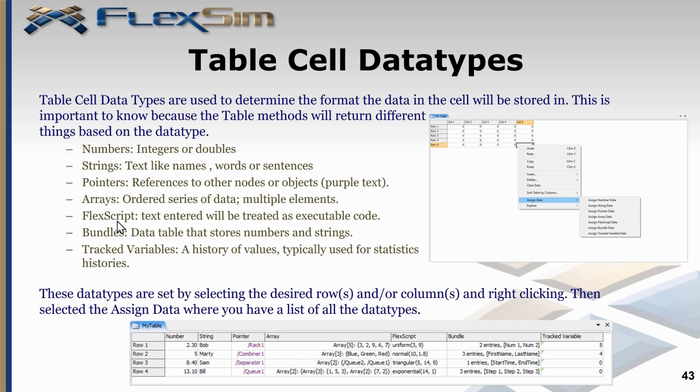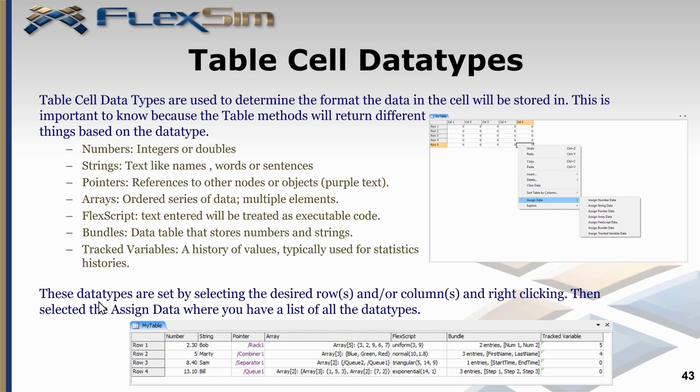And the next data type is called flex script. The text you enter into a flex script data type cell will be treated as executable code, so it does need to be a valid expression. We also have bundles. They are data tables that store numbers and strings, rows and columns. And then we have tracked variables. Tracked variables will record a history of values. These are typically used for statistical histories.